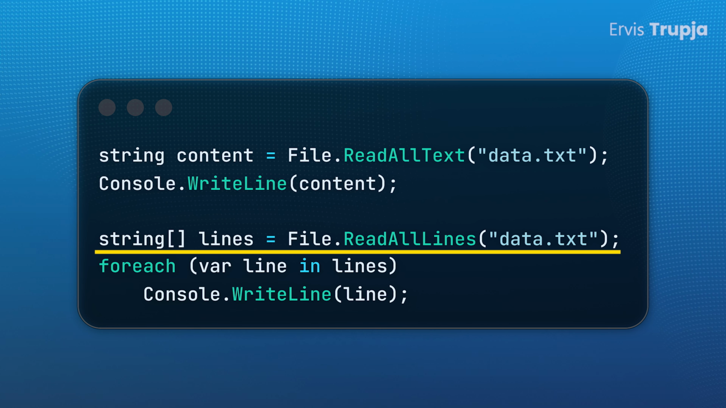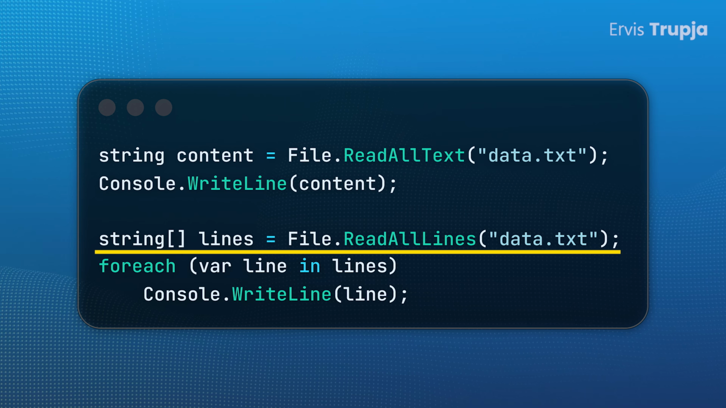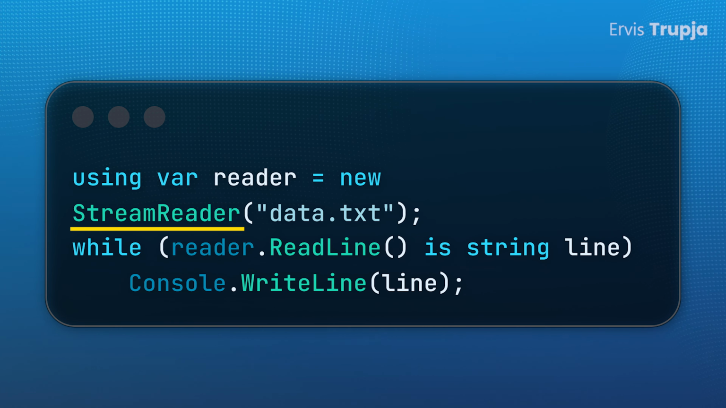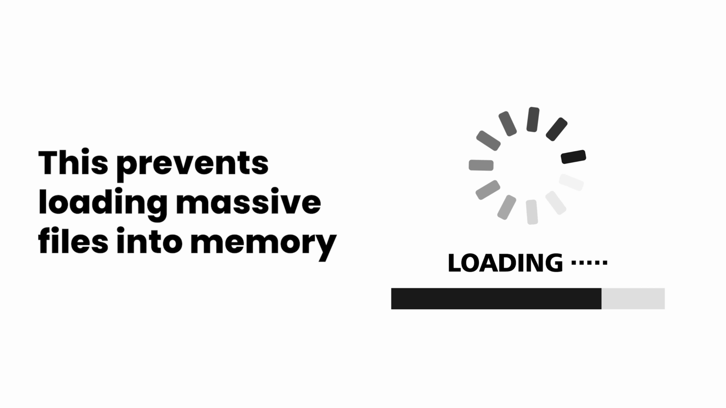ReadAllLines splits the file into an array of lines, which is useful when processing line by line. Use streams for large files to read line by line and save memory. This prevents loading massive files into memory all at once.